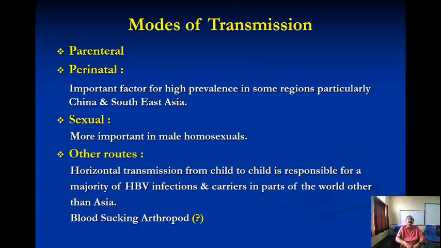Okay, perinatal. Perinatal is an important factor for the high prevalence. It can be transmitted to the child perinatally, and as far as sexual, we have male homosexuals as well as sex workers, who are capable of transmitting the disease. Also, people with multiple partners. As we were saying, perinatally as well as horizontal transmission is possible in many parts of the world.